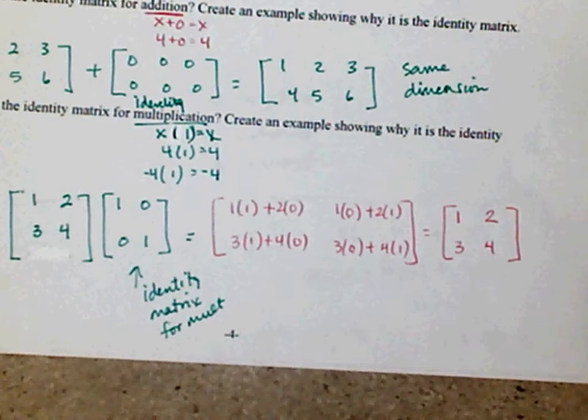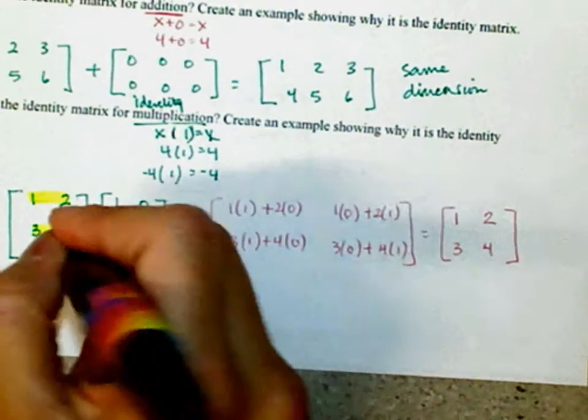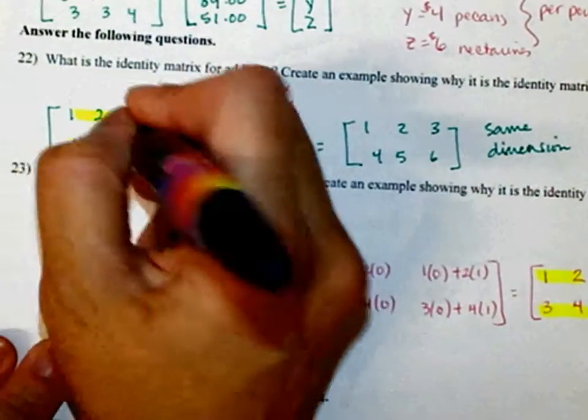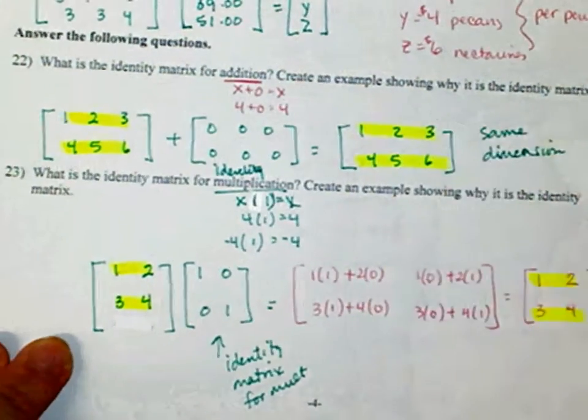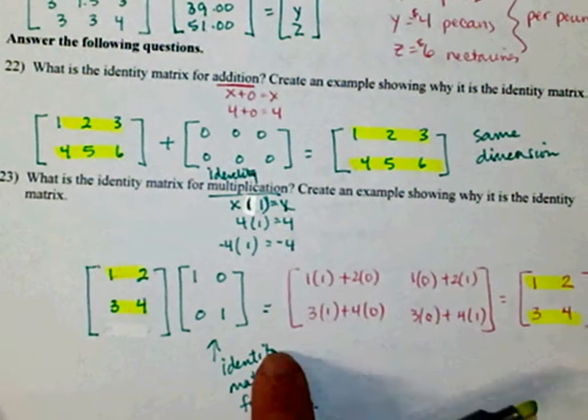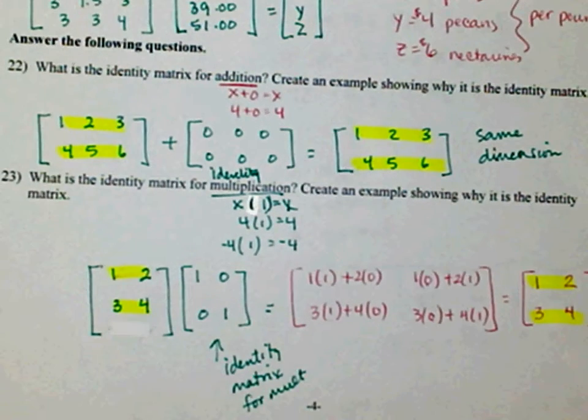Do you guys see how your matrix did not change? In addition, notice it did not change. So this is your identity matrix for addition, and here's your identity matrix for multiplication. And you cannot divide in division.